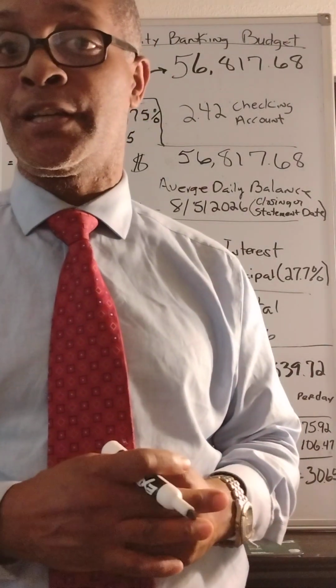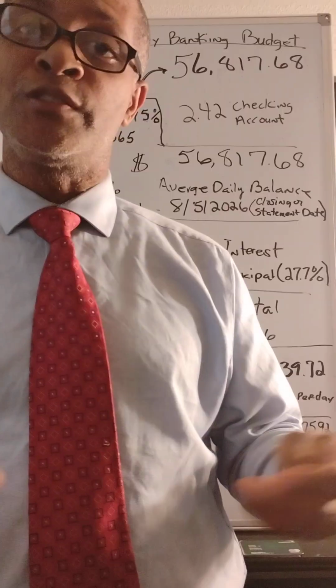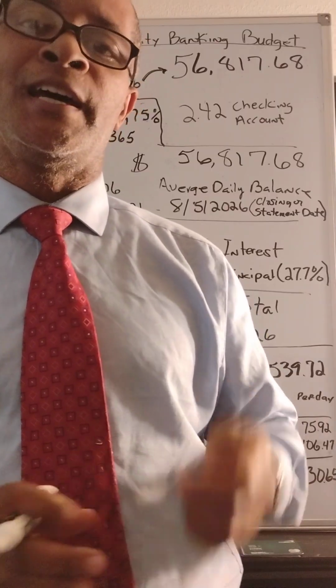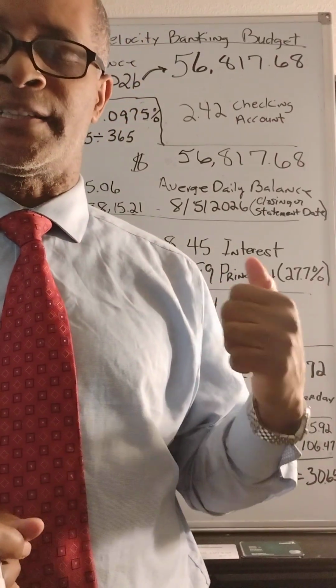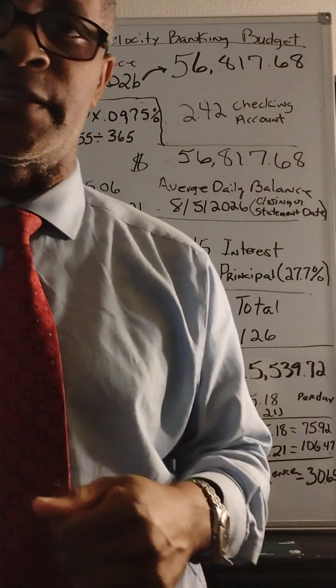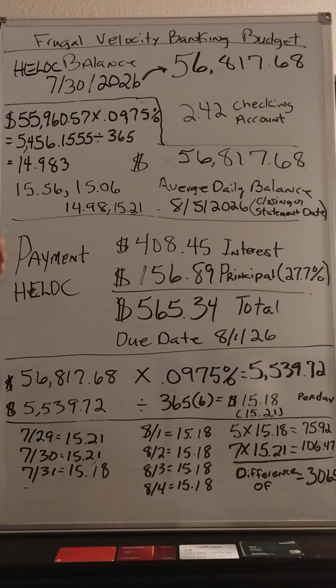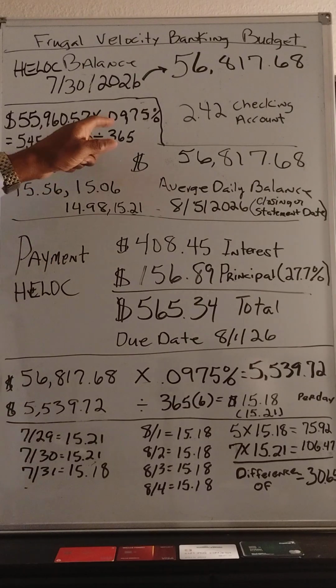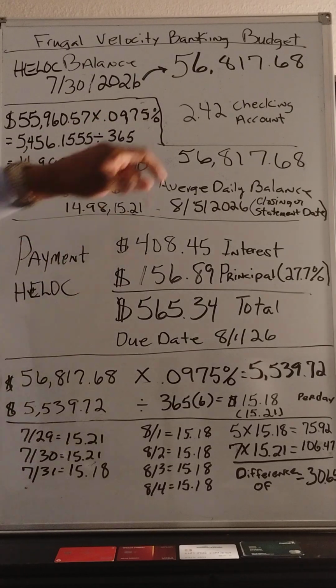I'm not an attorney or a CPA, but I do some financial coaching with clients, and this is my 918th day in terms of velocity banking and working with clients. Yesterday I had a balance of $55,960.57. The interest rate on this HELOC that I'm using for velocity banking is 9.75.